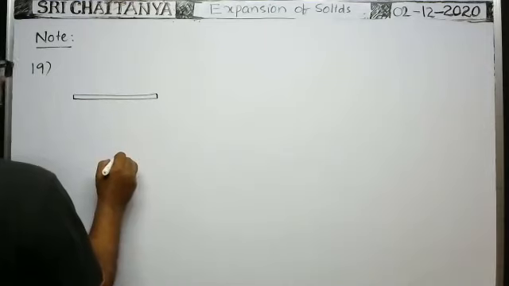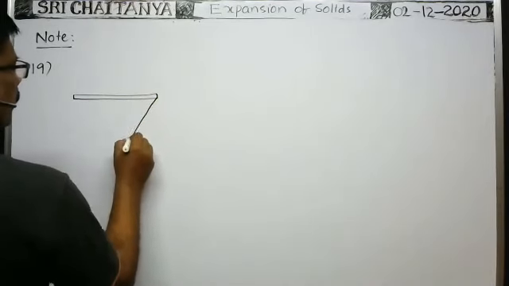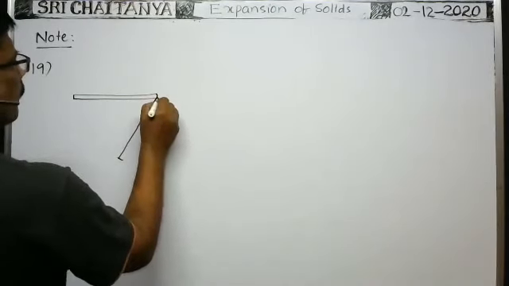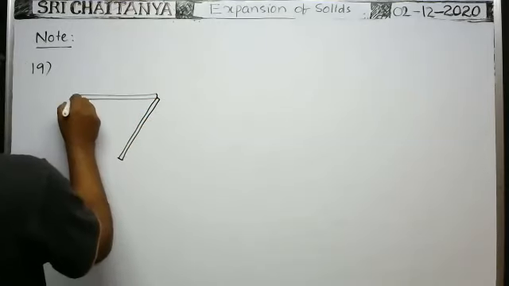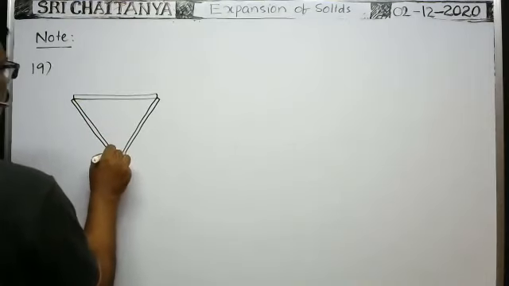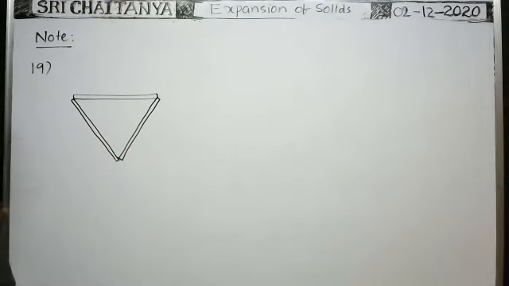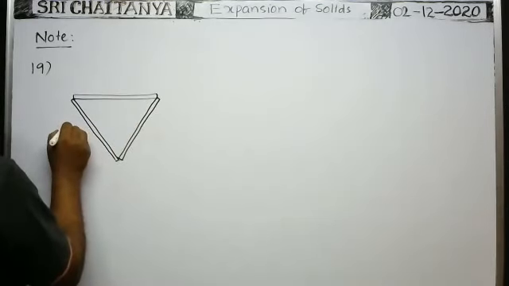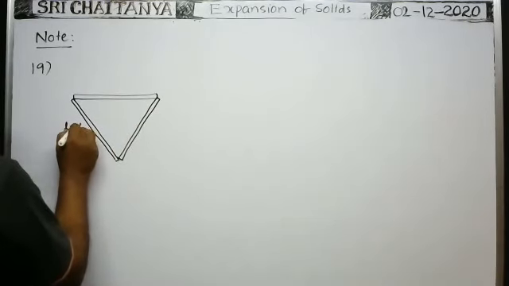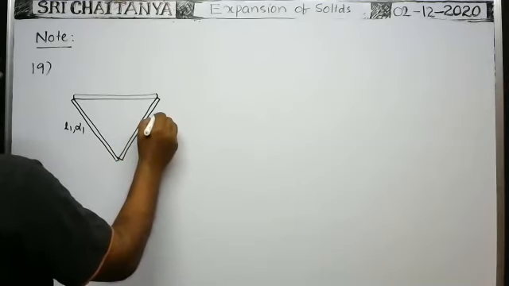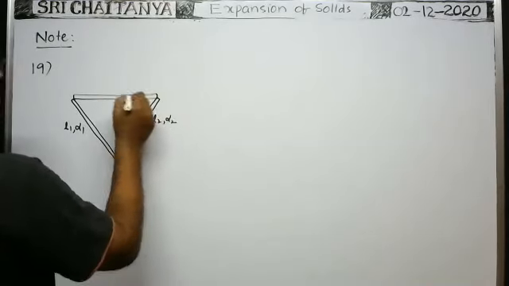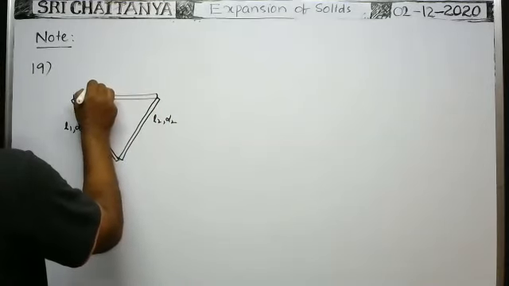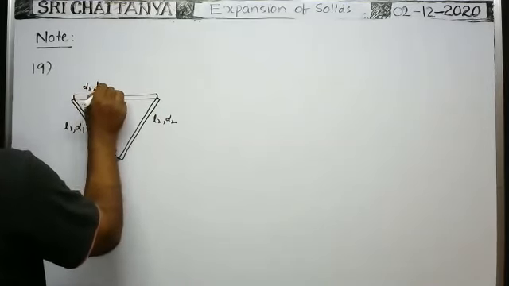This is one rod, another rod, and another rod. Here, this rod has length L1, made of metal alpha 1. This rod has length L2, made of metal alpha 2. Of course, it is also made of metal alpha 2 only. Initial length is L1.